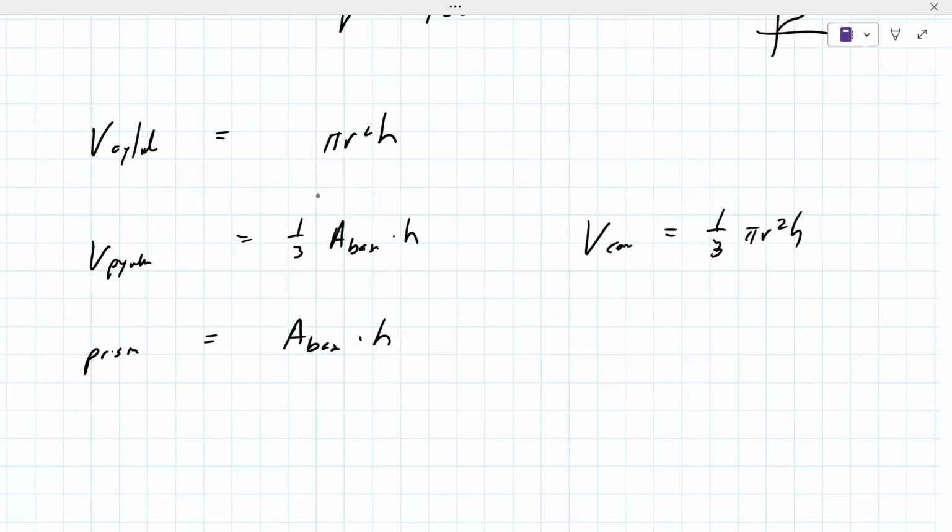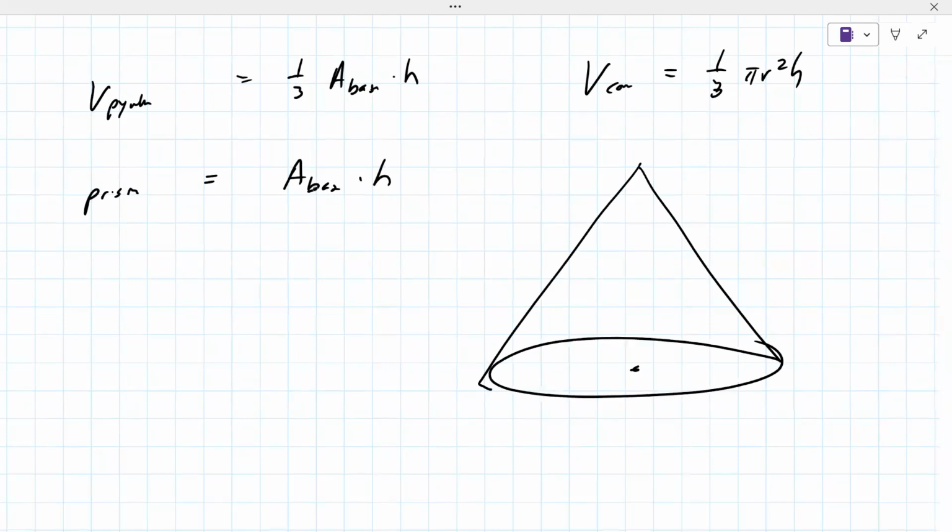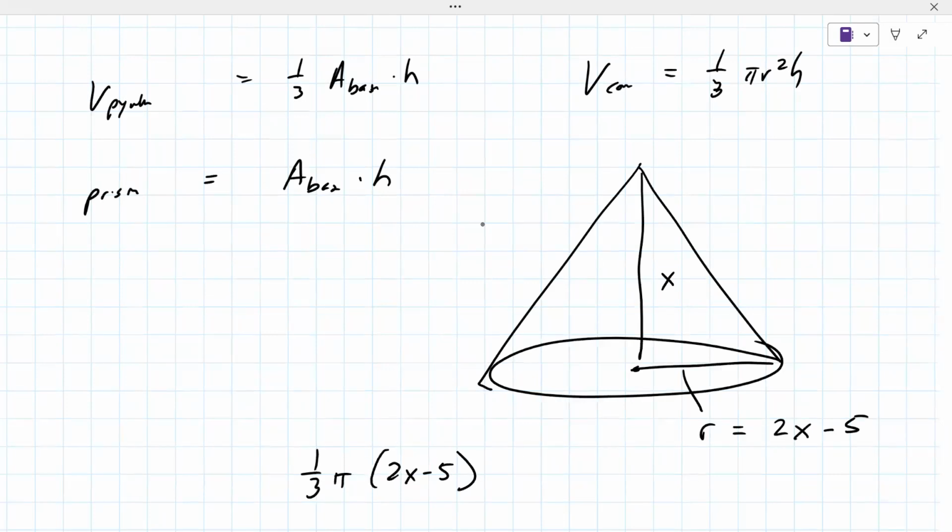That would be an example of a problem. Let's say they gave you a cone and they told you that the radius was 2 times the height less 5, maybe. When you put it into the formula, you have to square it, and then you would put this into the calculator, and you might find that the volume is like 200 or something centimeters cubed. Got it.